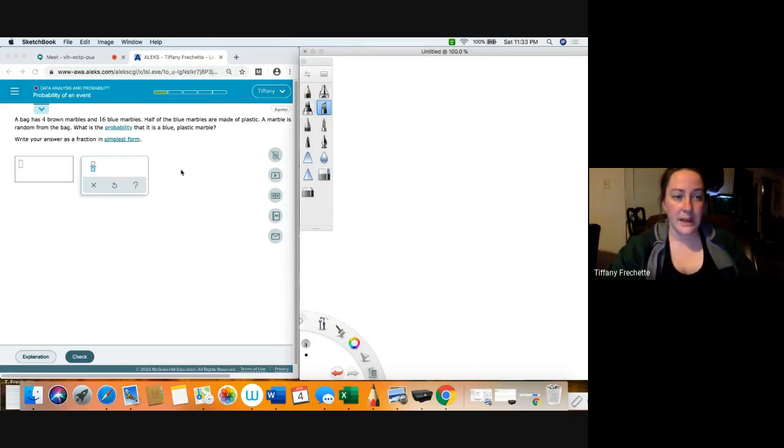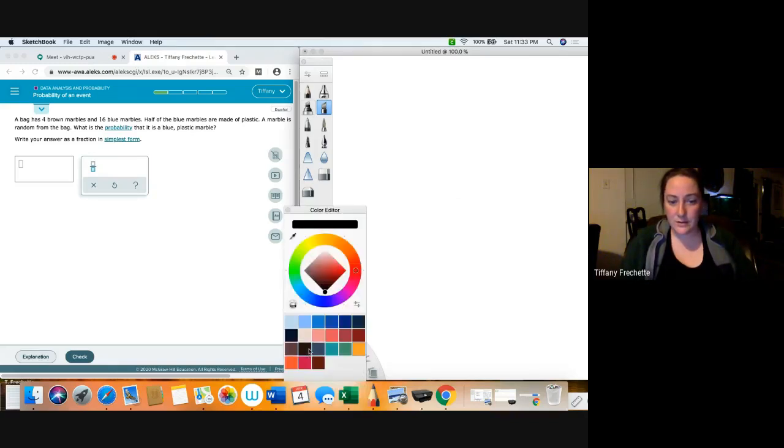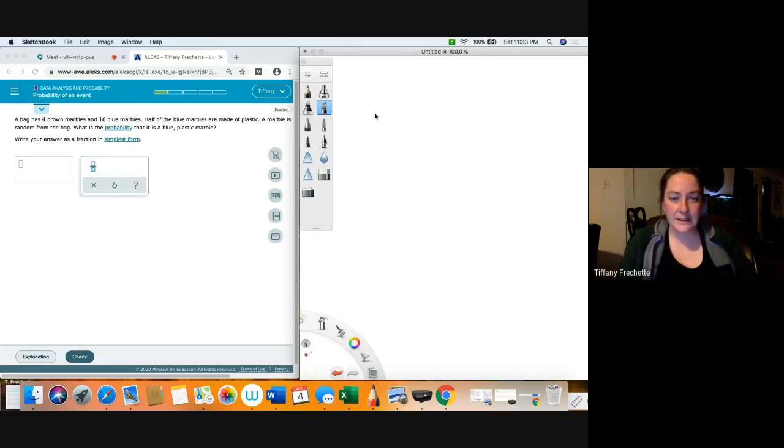All right, a bag has four. Let's see, can I get brown? I think that's kind of a brownish color. Go with that. Okay, so a bag has 4 brown marbles and 16 blue marbles. Why didn't it change to blue? There we go. 16 blue marbles.